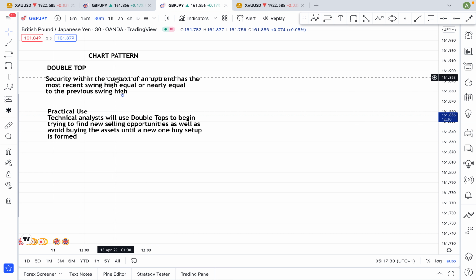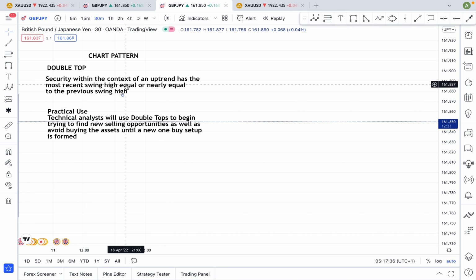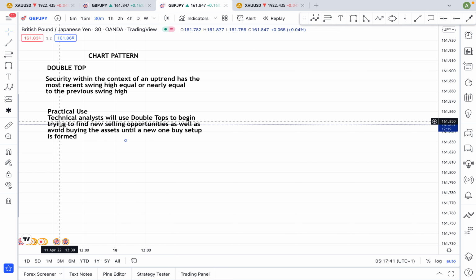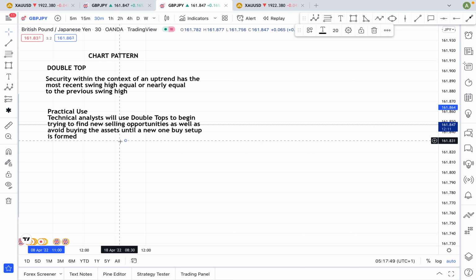A security within the concept of an uptrend. The first keyword here is uptrend, okay? And the most recent swing high is equal or nearly equal to the previous swing high. Practical use: technical analysts will use double tops to begin trying to find new selling opportunities, as well as avoid buying the asset until a new buying setup is formed.